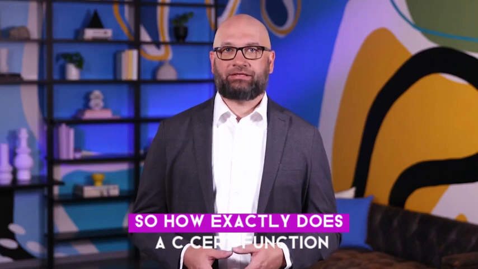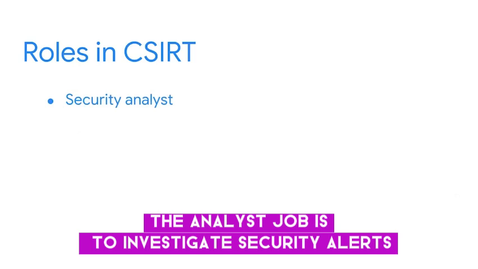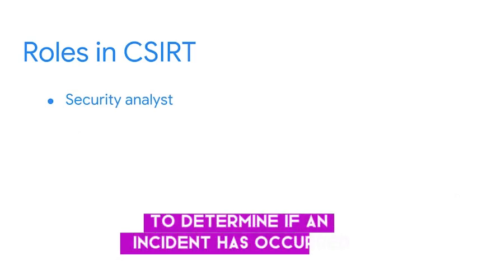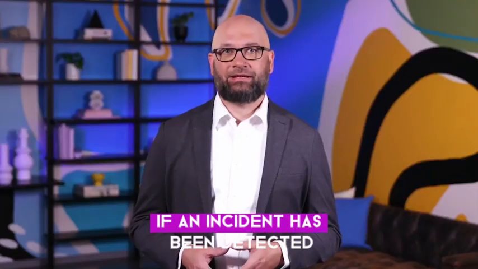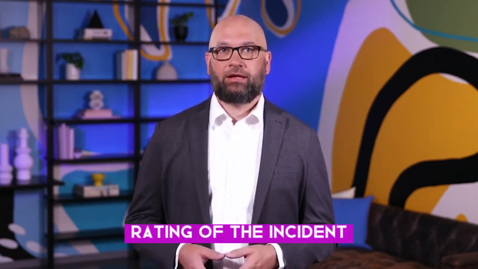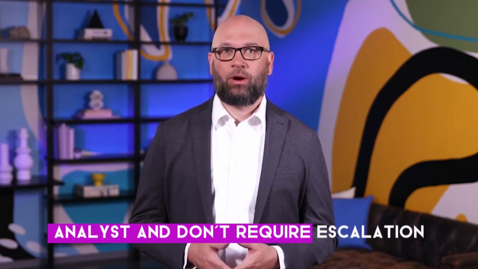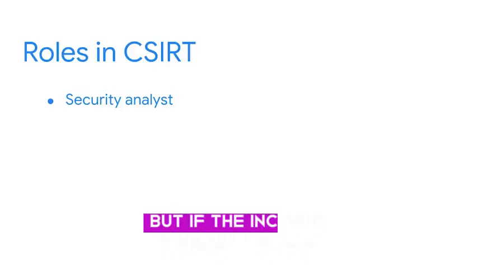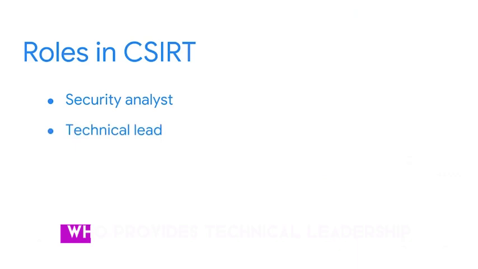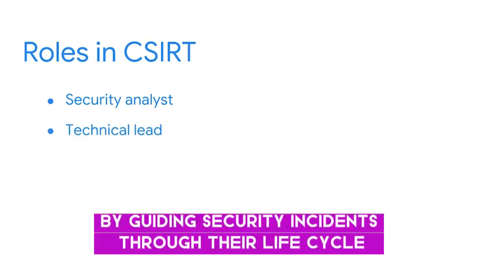So how exactly does a CSIRT function? First, there's the security analyst. The analyst's job is to investigate security alerts to determine if an incident has occurred. If an incident has been detected, the analyst will determine the criticality rating of the incident. Some incidents can be easily remediated by the security analyst and don't require escalation. But if the incident is highly critical, it gets escalated to the technical lead, who provides technical leadership by guiding security incidents through their life cycle.